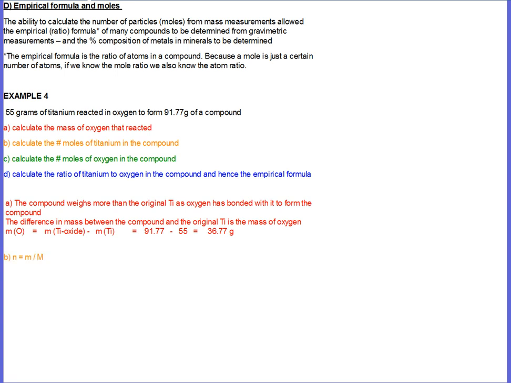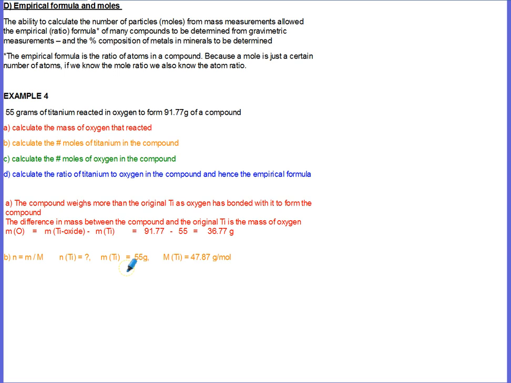So for part B, how many moles of titanium are there in the compound? Well, once again, write down your equation: number of moles equals mass over molar mass. What do I know and don't know? Well, to figure out this equation, I've got to know the moles of titanium, the mass of titanium, and the molar mass of titanium. And from the question, we've been asked to find the number of moles of titanium.